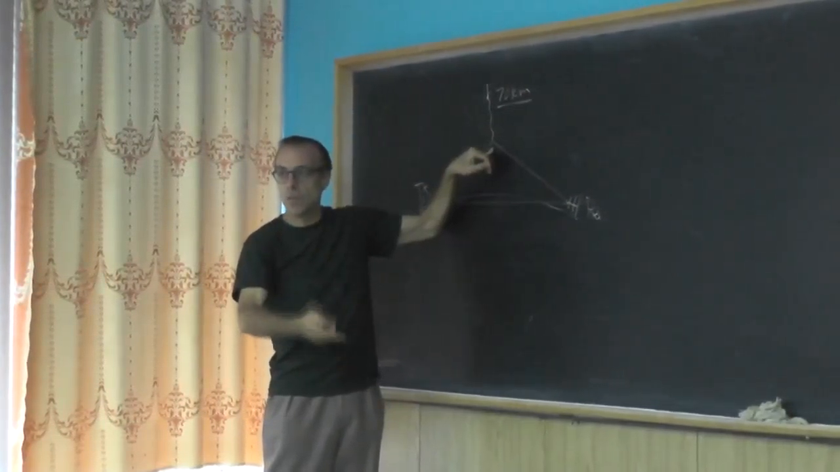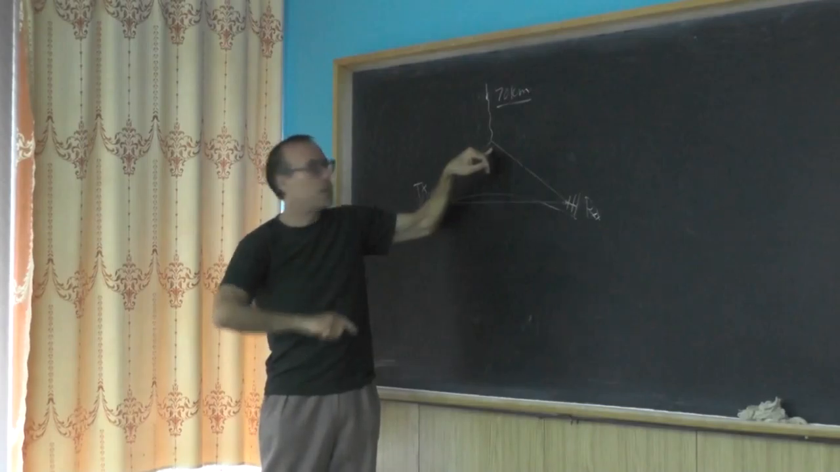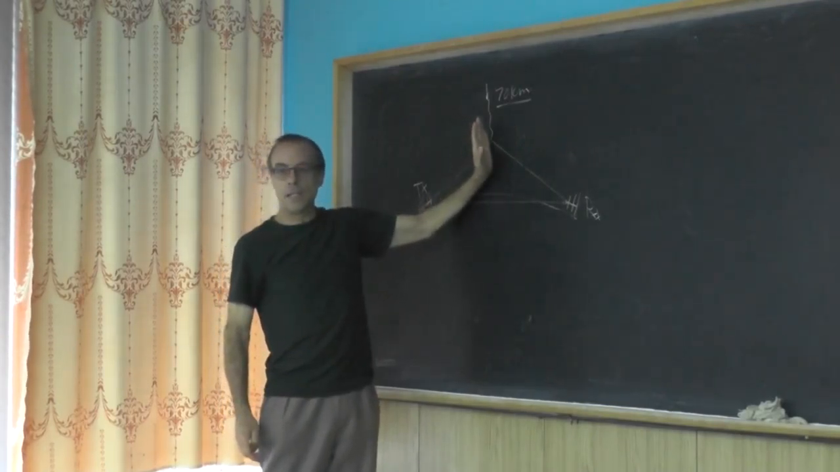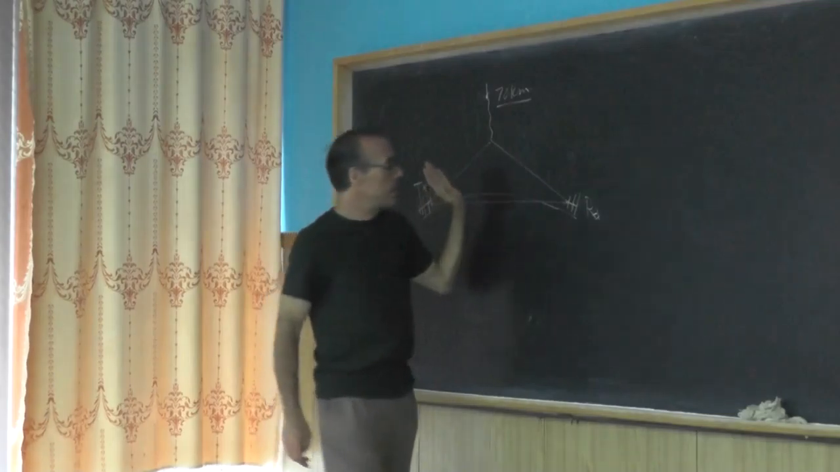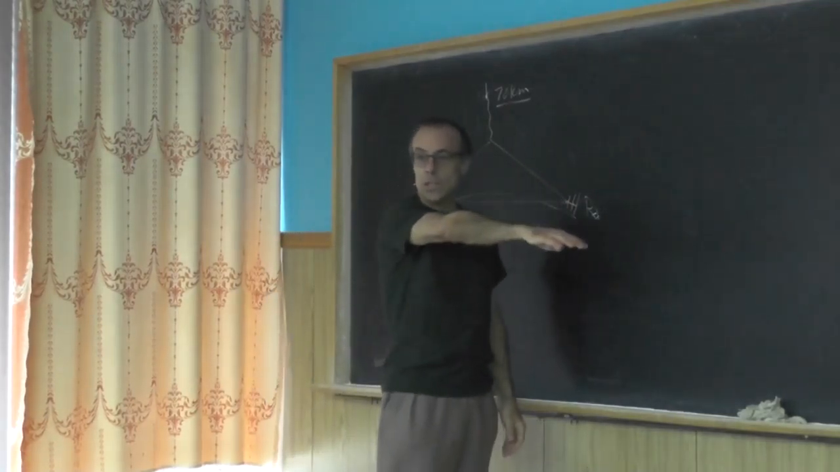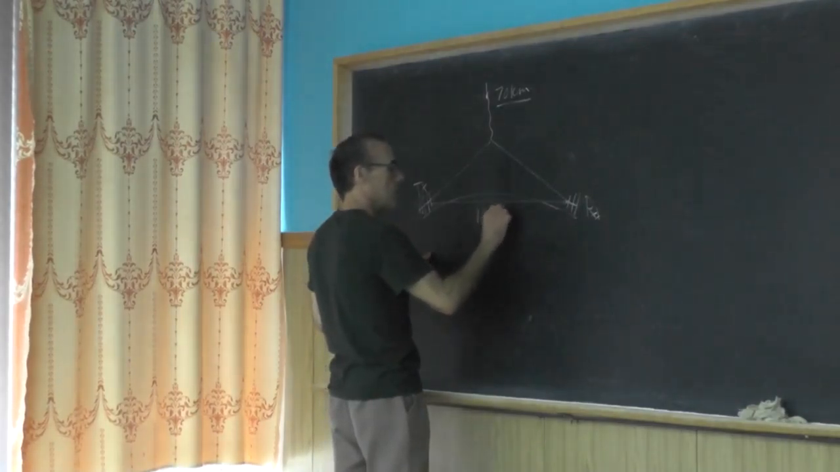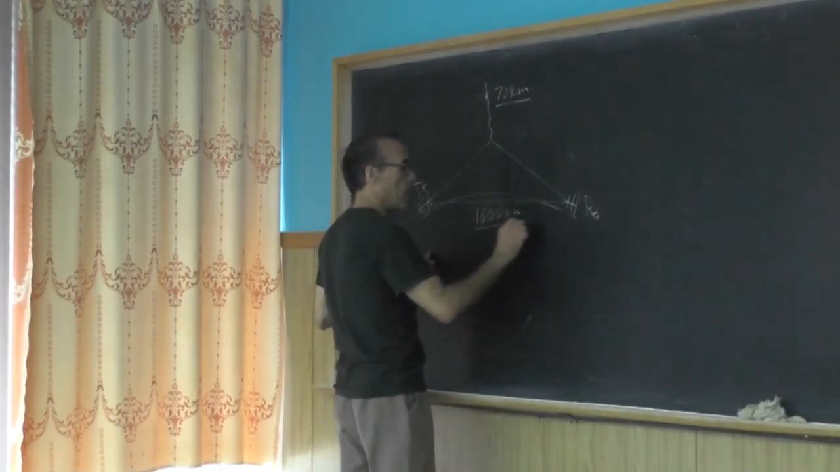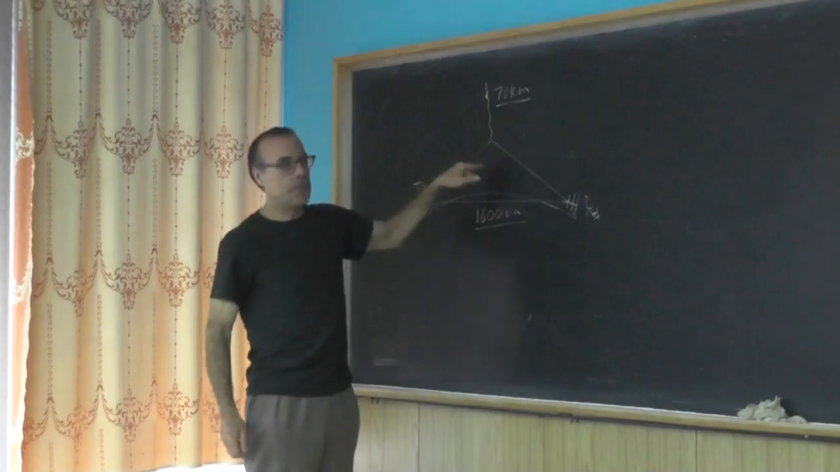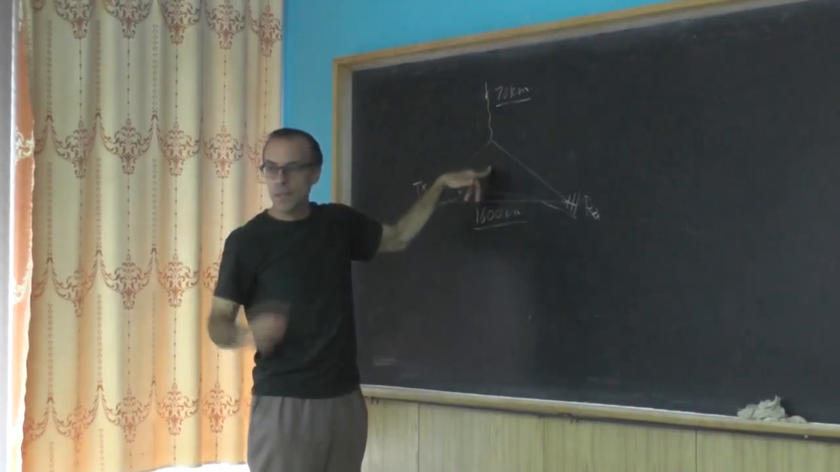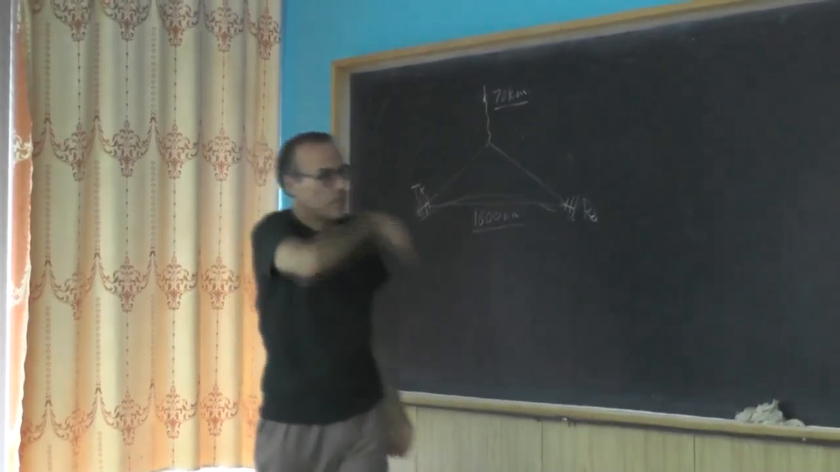And since, of course, the Earth is curved, the so-called horizon from this height is about 1,000 kilometers away. And this total distance is 1,600 kilometers. So that's the geometry of the detection scheme.